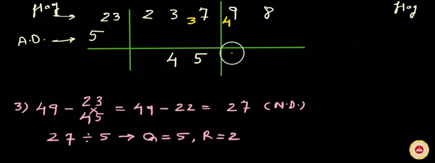So write quotient 5 below the gross dividend 49, and write remainder 2 as a prefix to the next digit in the dividend, which is 8, and now read this as 28. Read these two digits 2 and 8 as 28, and this 28 is the gross dividend.